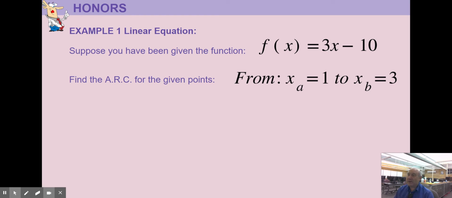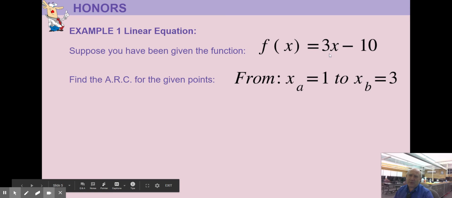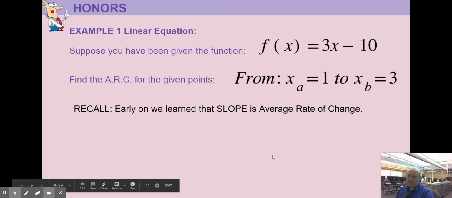This is a linear equation. Suppose you've been given the linear equation f(x) = 3x - 10. Find the ARC, or the average rate of change, for the given points from 1 to 3. But wait a minute, this is a linear equation, right? By definition, the coefficient right before the x here is the slope, or in other words, it is the rate of change.